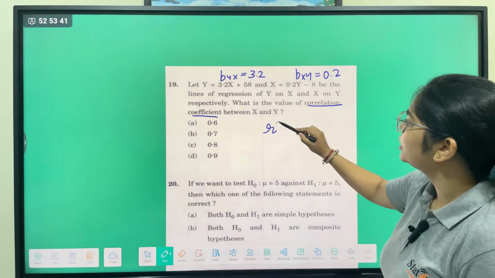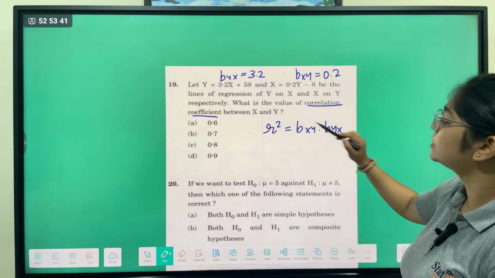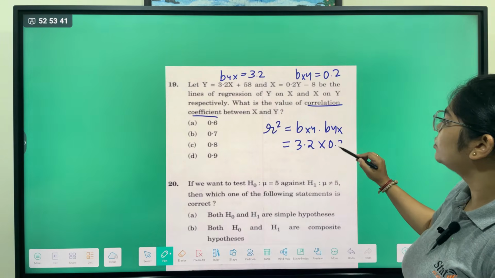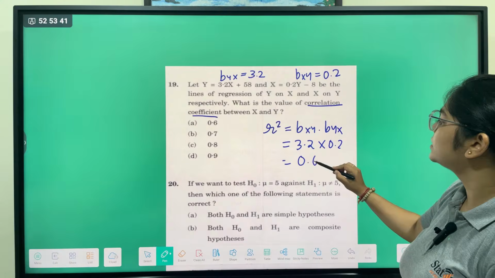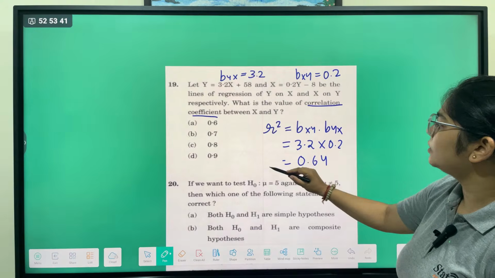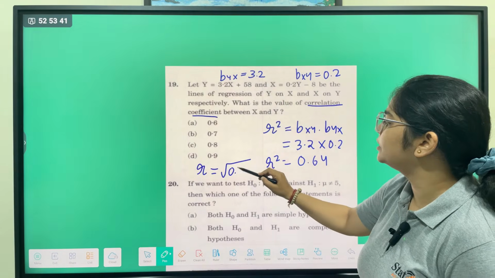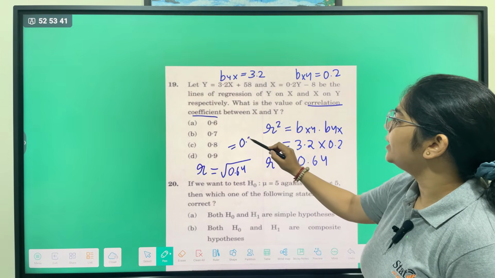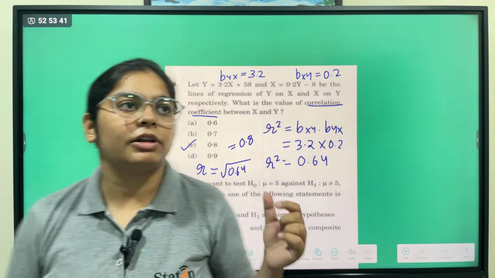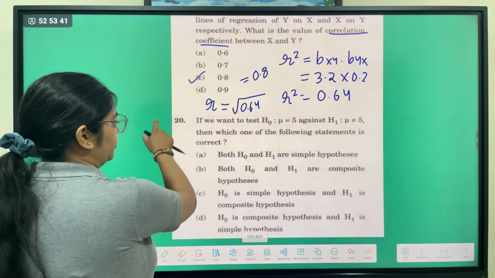The square of the correlation coefficient is the multiplication of beta xy and beta yx. So if we take them, it is 3.2 into 0.2, which gives us 0.64, and this is the value of r square. If we have to calculate the value of r, it will be the square root of 0.64, which gives us 0.8 as the answer, which is our option C. Direct implementation of the formulas. We'll be dealing with these kinds of questions as well in the coming lectures.